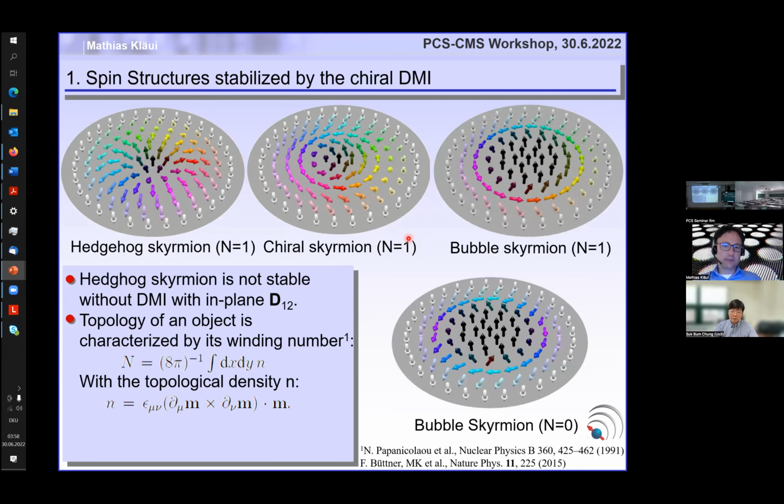And this is, for instance, different from this spin structure here, which we call bubble Skyrmion, which has Skyrmion winding number n equals 0. And that is the same as the uniformly magnetized state. And so this means that this spin structure here can be continuously deformed into the uniformly magnetized state. So without changing the topology, we can destroy the spin structure. And this means it has low stability.